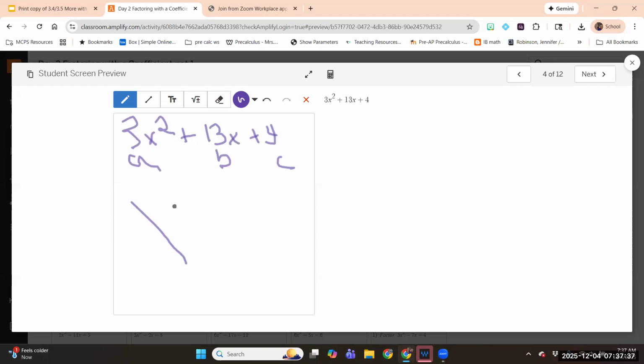I'm going to do A times C. So I'm going to do 3 times 4, which is 12. Okay. And then it must add up to B, which is 13. So I'm looking for two numbers that multiply to 12 and add up to 13. And it's the one everyone forgets, 12 times 1. So now I'm going to write x plus 12, x plus 1.